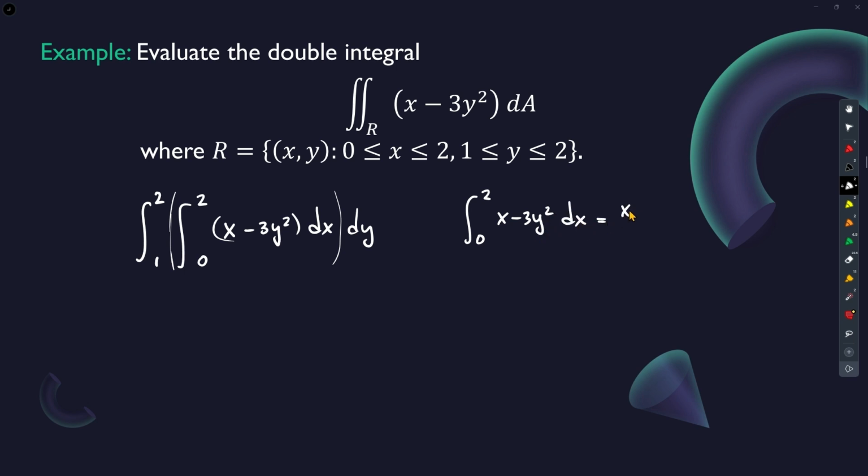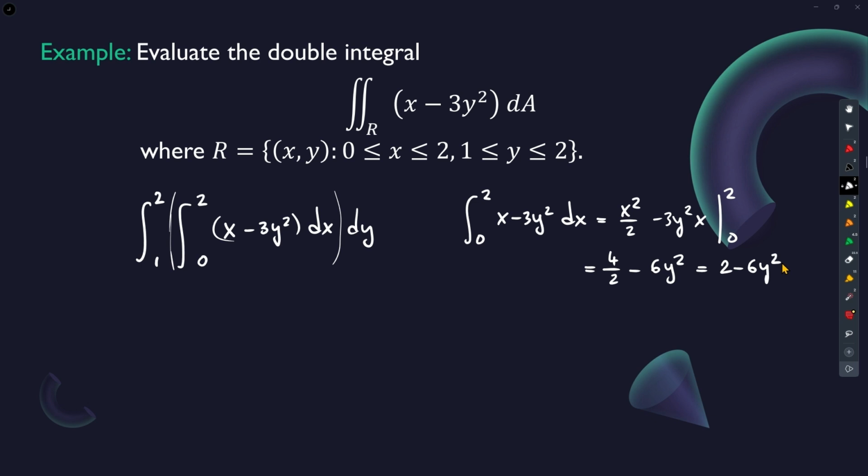That will be x squared divided by 2 minus 3y squared x between 0 and 2, which is just the value at 2 because at 0 it is 0. So I get 4 divided by 2 minus 6y squared, or simply 2 minus 6y squared. And now I can just integrate this function.